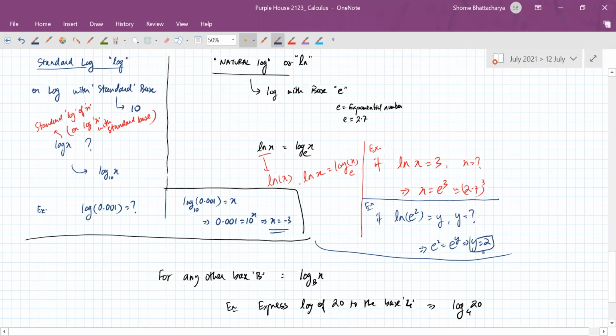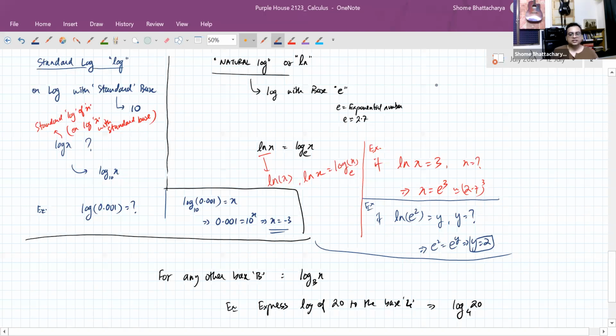Sir, in the second example of natural log, I did not get how you got y is equal to 2. Okay, so see, basically, when we express any log like this, the general expression is: if log of x is y and the base is b, it means that x is equal to b to the power y. Now in this example, what is my x? My x is e square. What is my base? It is e. And y is what we want to find out. So just replace it: e raised to the power 2 is equal to e raised to the power y. So compare the two sides. What is y's value? It's 2.